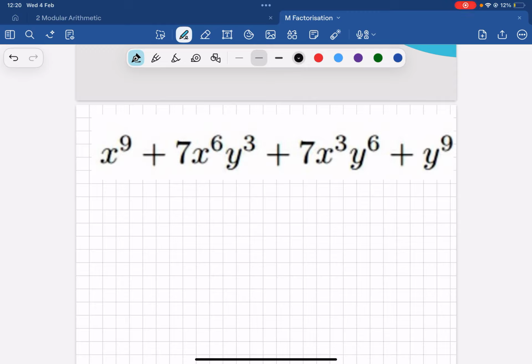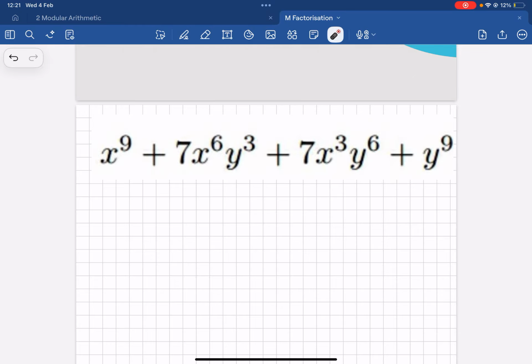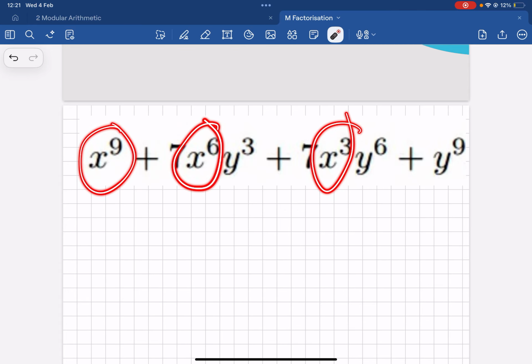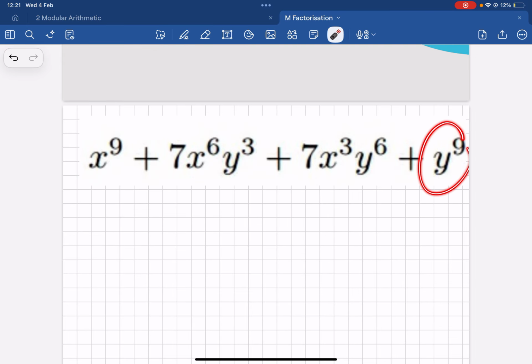Hi guys, today we've got 4 interesting factorization questions. The first one is x to the 9 plus 7x to the 6 y cubed plus 7x cubed y to the 6 plus y to the 9. So our goal here is to factorize, right? Well, since everything's in terms of x, let's just evaluate our x terms. We've got x to the 9, x to the 6, x cubed, and then our y terms, y to the 9, y to the 6, y cubed.